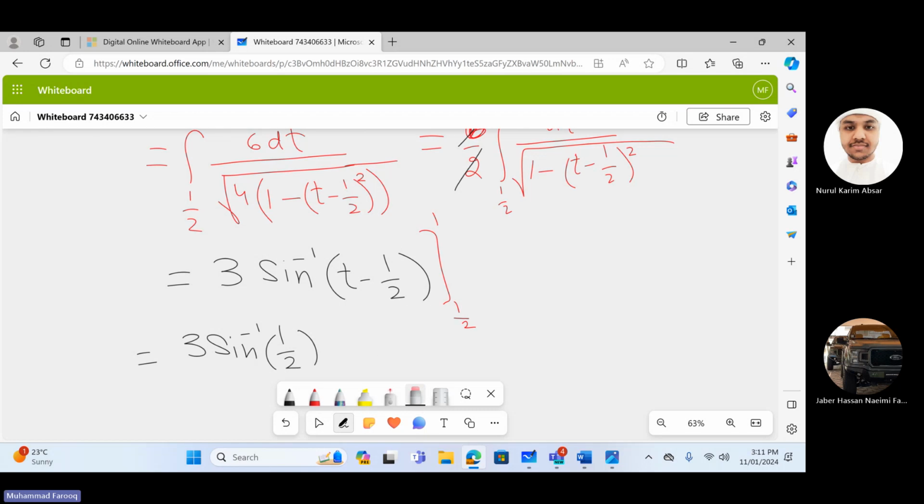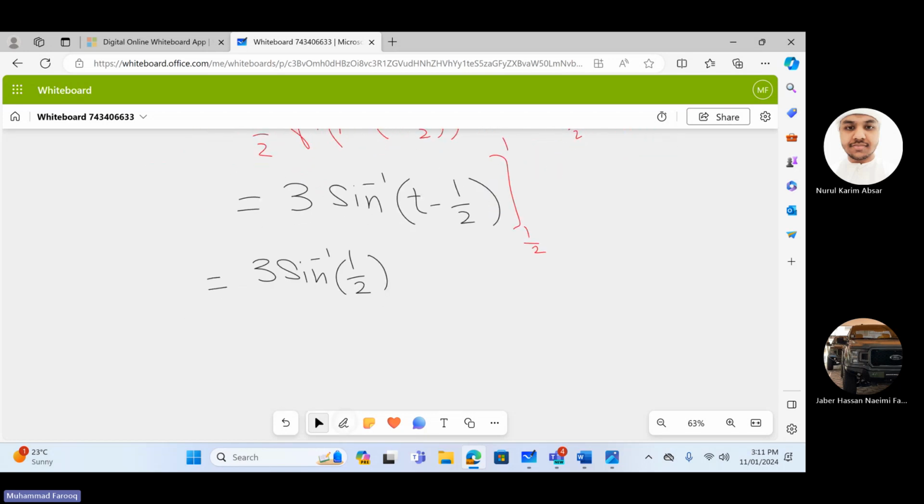Okay, what is sine inverse half? Pi over 6. Good. So finally, my answer is 3 times sine inverse half, which is pi over 2. Is that the final answer? Yes, with 3. That's it.